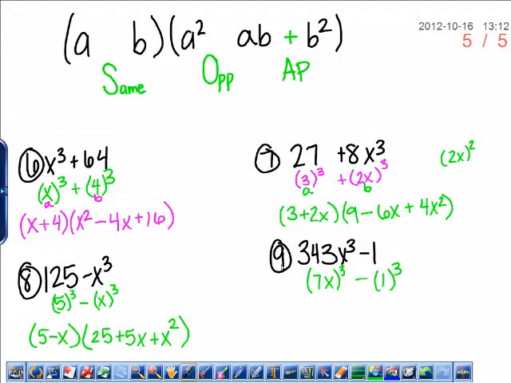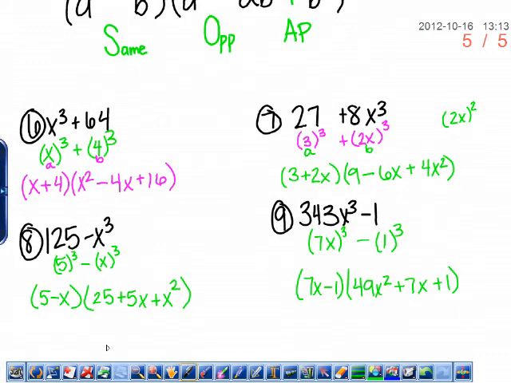All right, what'd you get? 7x minus 1 times 49x squared plus 7x plus 1. Great job. Do you see how it's not that hard if you memorize the rule? If you memorize the rule, you're going to be fine. Okay, but in order to know when to use the rule, you have to know what are perfect cubes. So you also need to memorize perfect cubes 1 through 10.